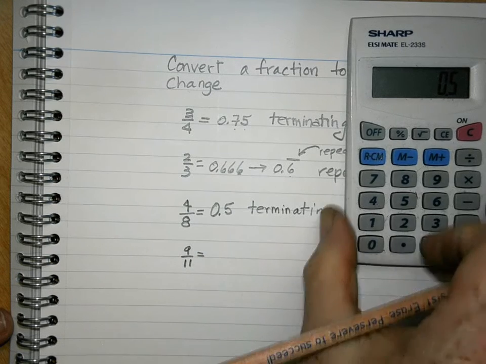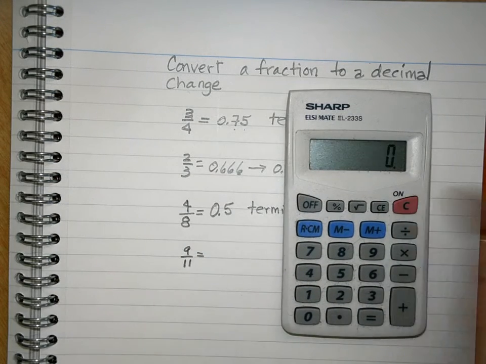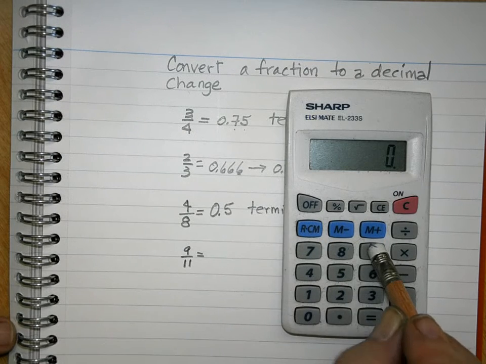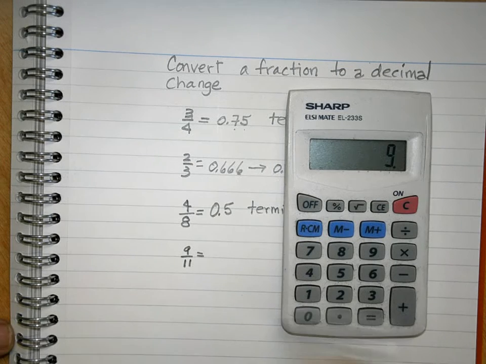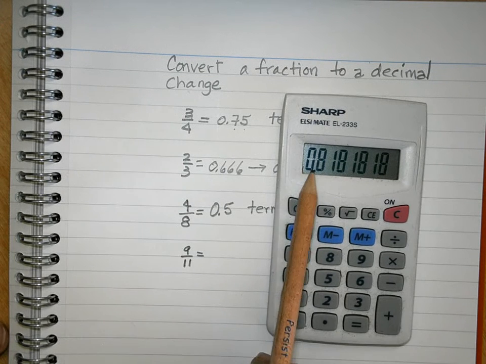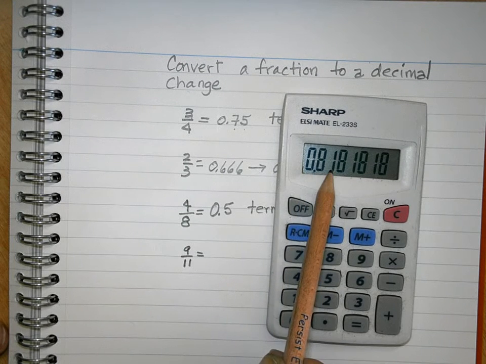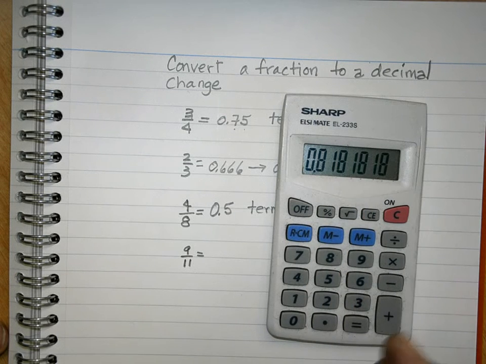My last fraction is 9/11. So I clear out my calculator. I enter the 9, that's my numerator. I push the division key. I enter my 11, that's my denominator. Equals. Now look at this, it is very interesting. I have a 0.8, and then a 1, and then an 8, and a 1, and an 8, and a 1, and an 8, and I imagine that goes on forever.